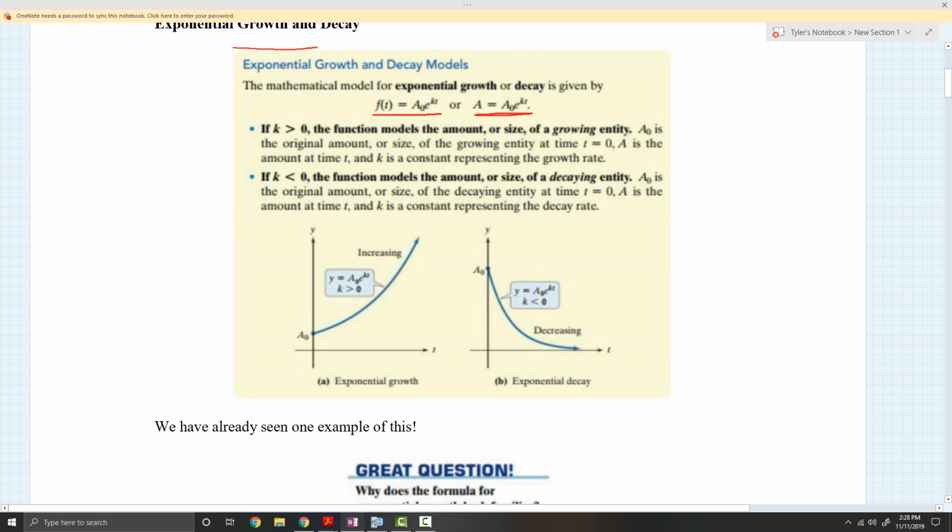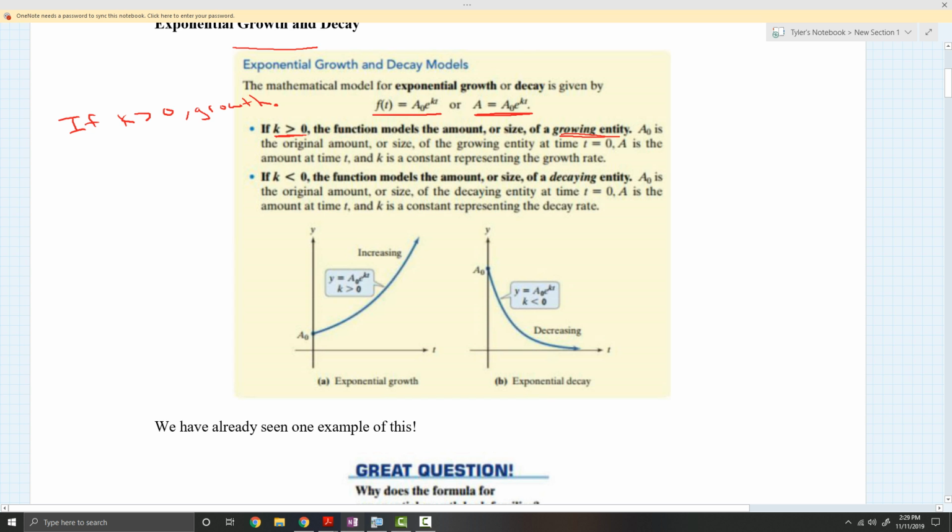So then we're told some information about this equation. If k happens to be bigger than 0, so if k is positive, then the function is going to model the size of a growing entity, right? In other words, we're going to have a growth function. So if k is positive, bigger than 0, we're going to have growth. That's what that is saying.